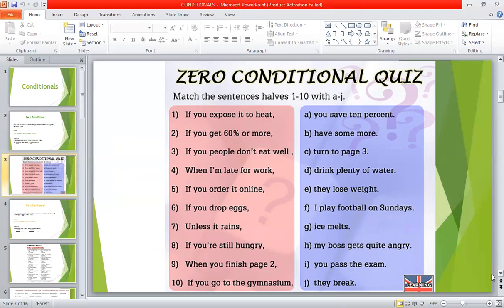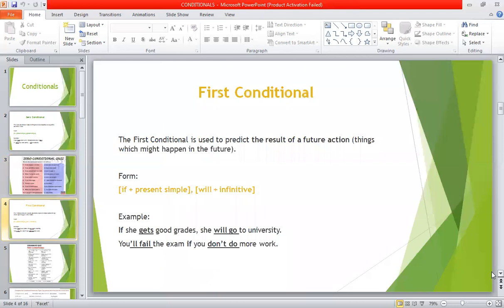So if you expose it to heat, they break. Here, these are the two clauses of the sentence, and you can put "they break" at the end, or put it at the beginning of the sentence, "if you expose it to heat." Okay, this is zero conditional.